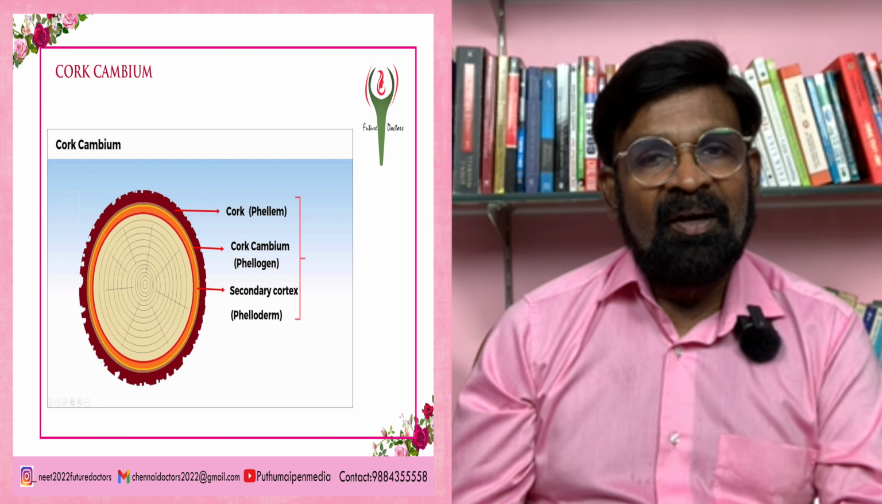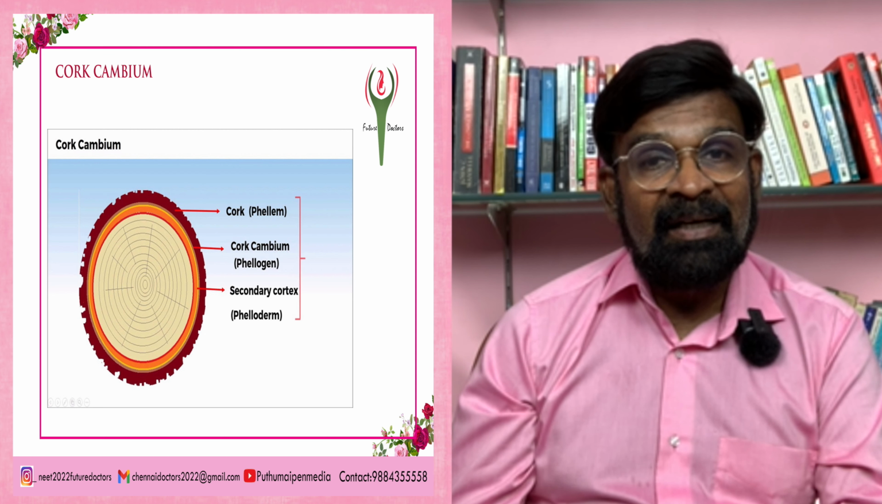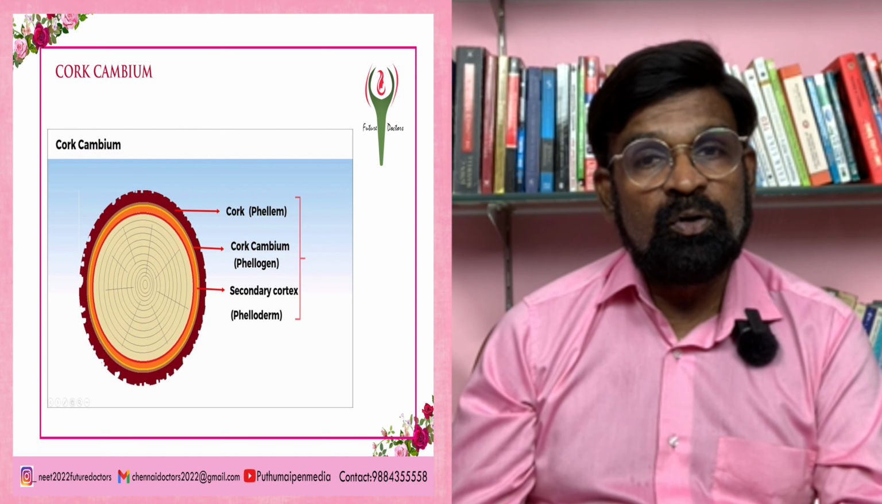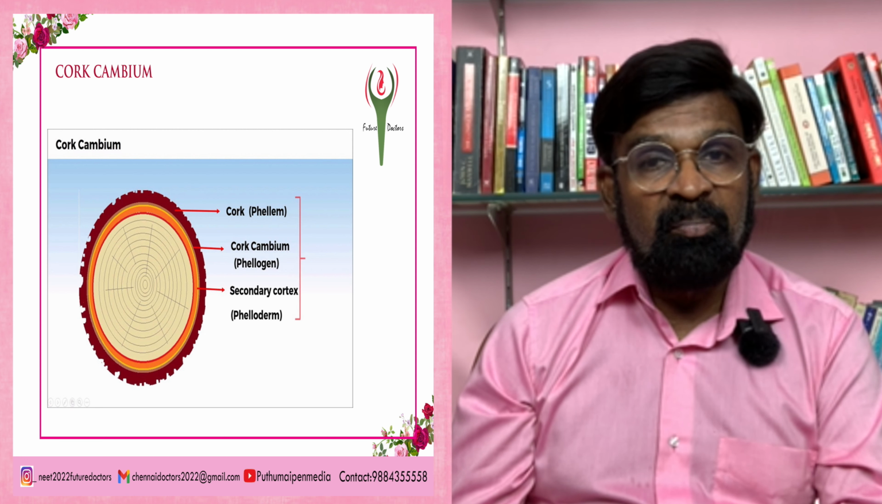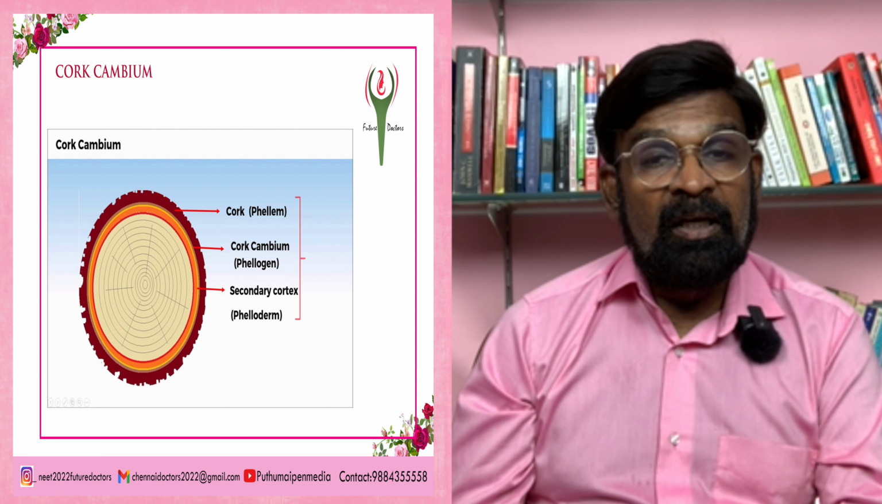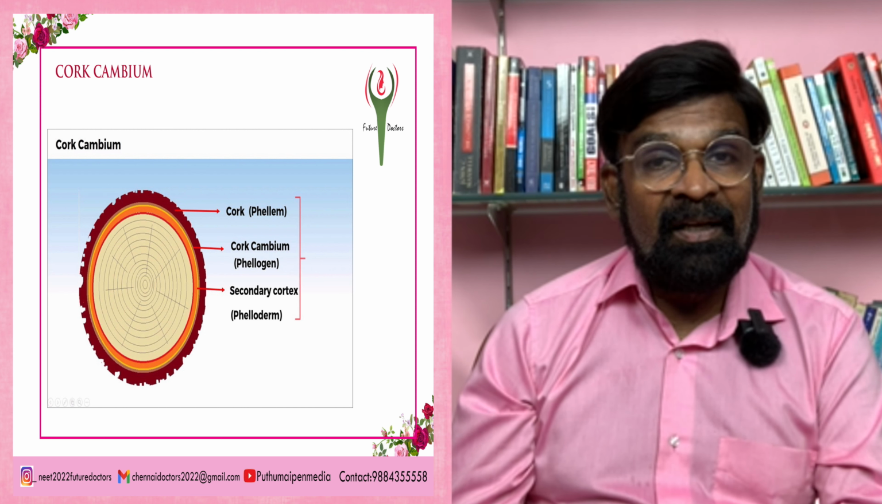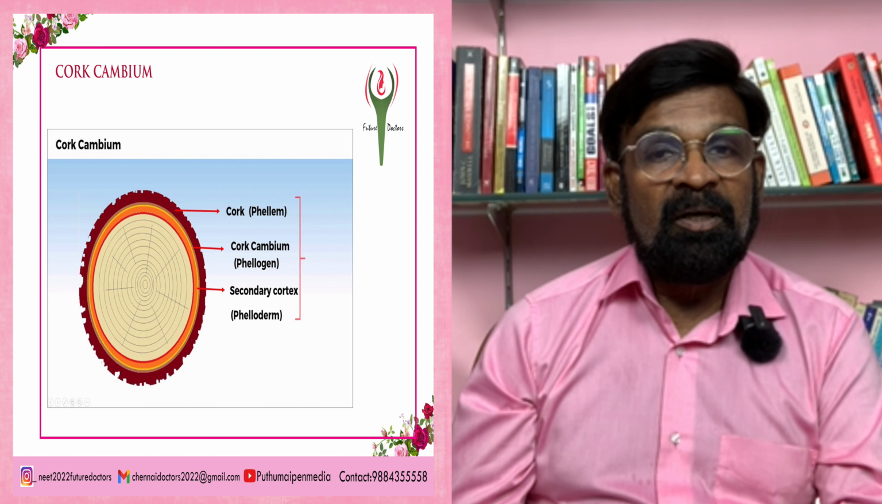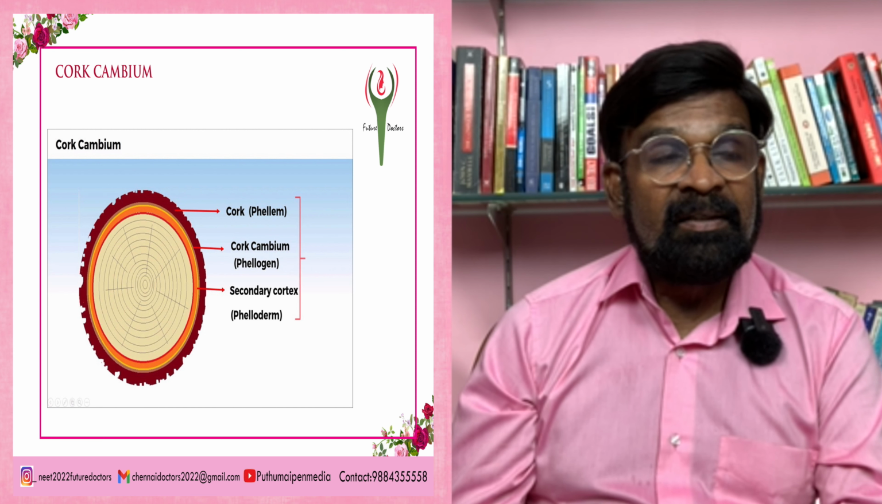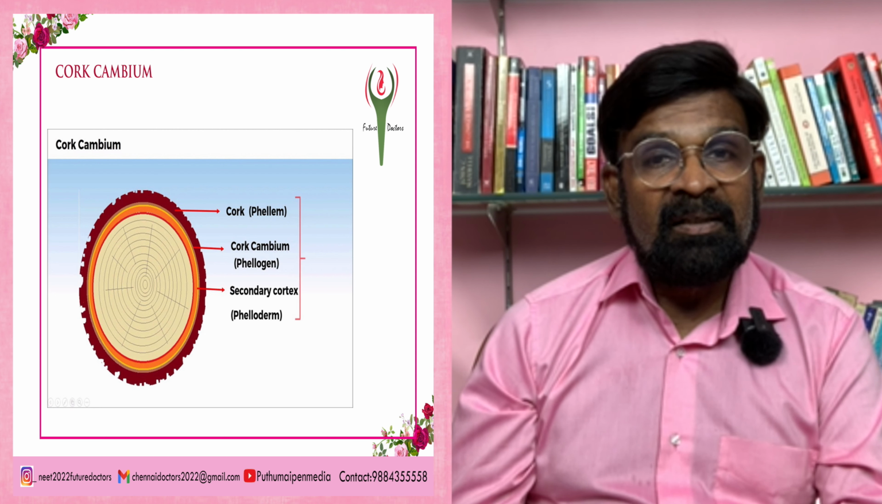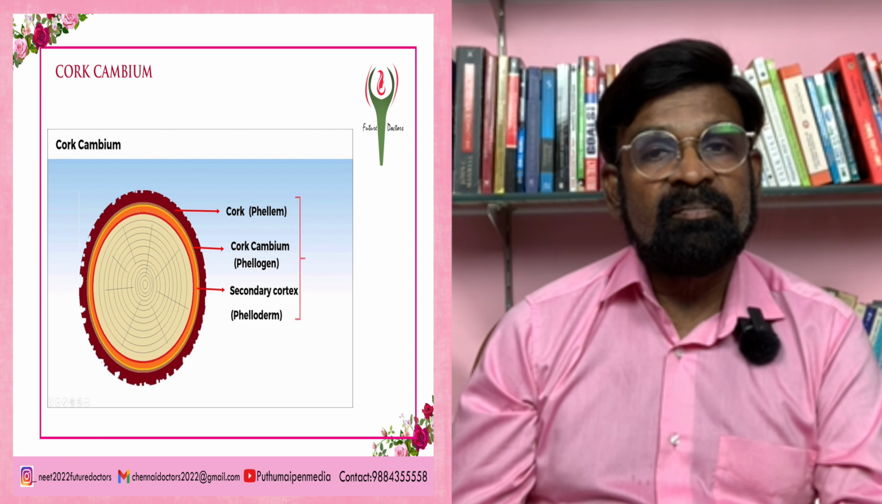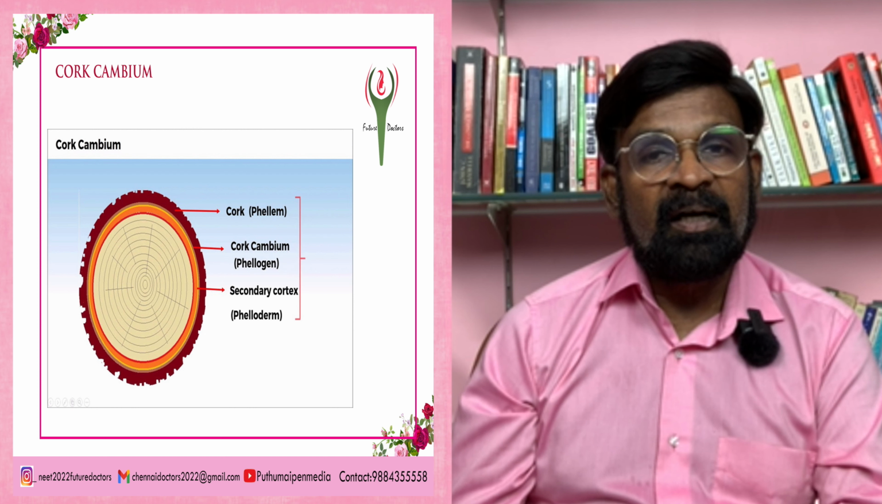Bark. Bark is a non-technical term used to describe all tissues exterior to the vascular cambium, therefore including secondary phloem, that is periderm and secondary phloem. Bark that is formed early in the season is called early or soft bark.